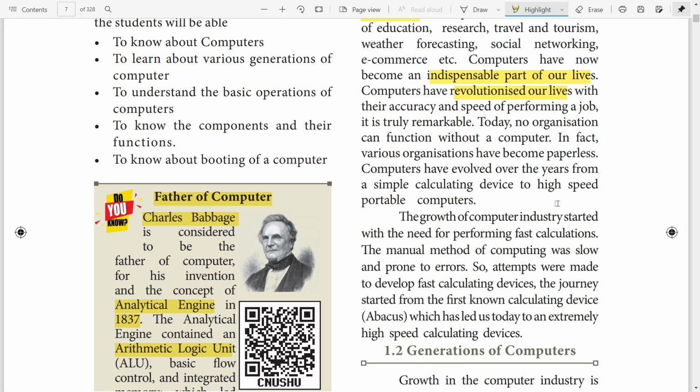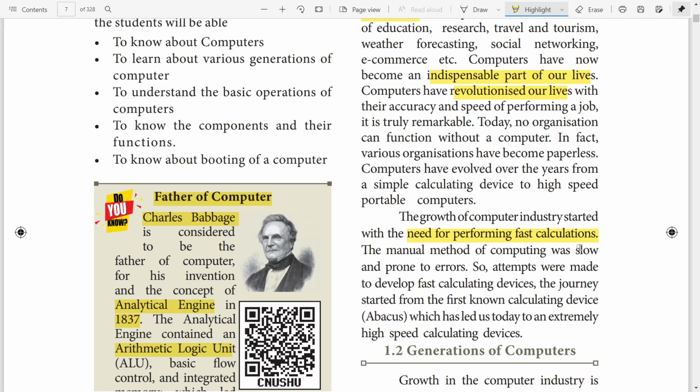A simple calculating device. Computers have evolved over many years from a simple calculating device. Initially, the computers were being used for calculating operations, and now it has moved to portable computers like laptop, palmtop, even your smartphone can act as your computer. The growth of computer industry started with the need of performing fast calculations. For fast calculations, the computer industry has developed much farther than they expected.